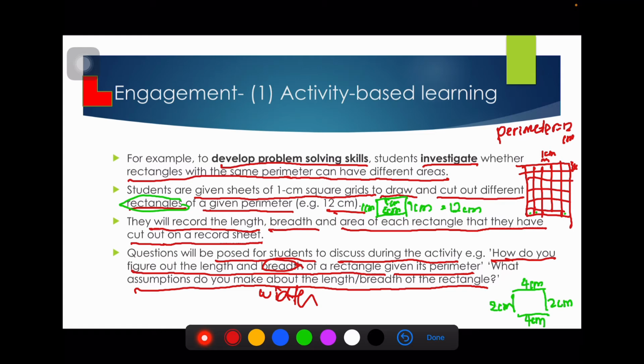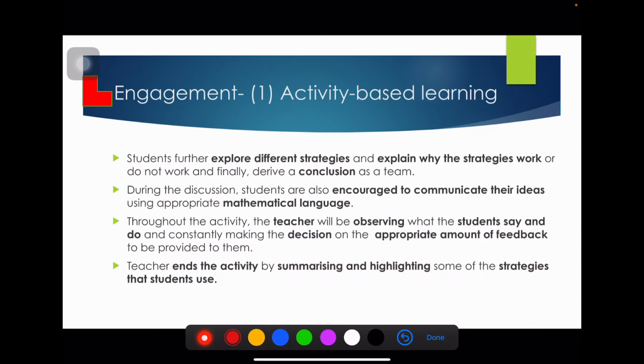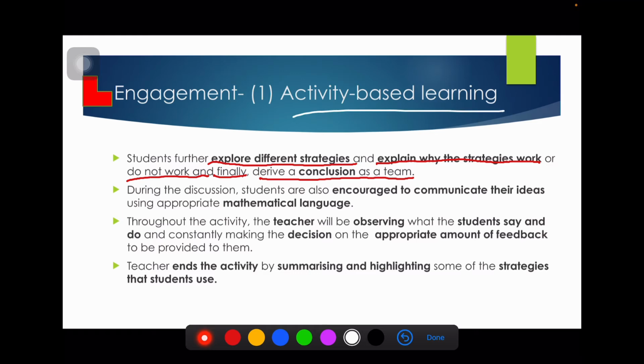So for example, that they are not of the same length and not of the same breadth, but their perimeter stays the same. Students then explore different strategies and explain why the strategies work or do not work, and finally derive a conclusion as a team. So these are actually the steps in activity-based learning. Okay, these are the steps in activity-based learning.